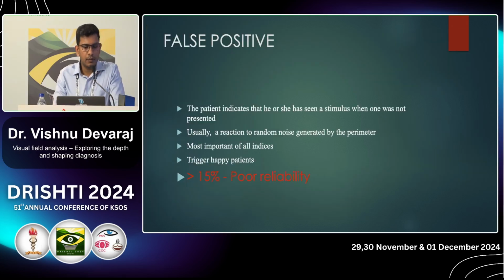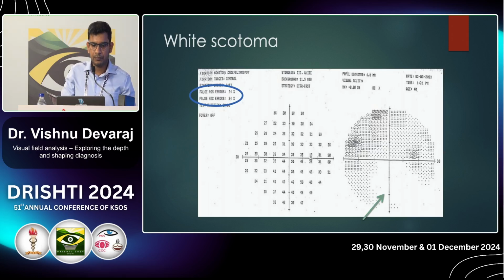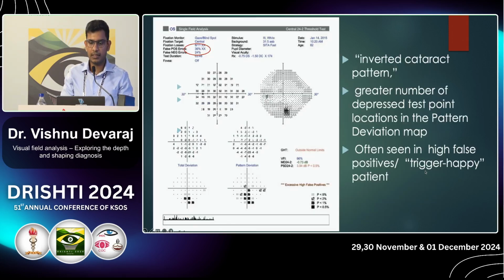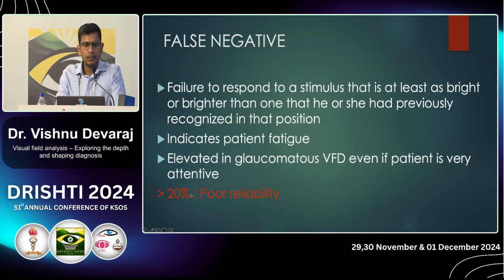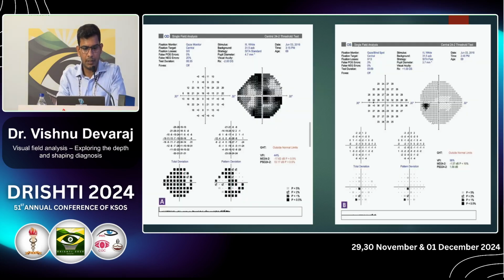So false positive, which is most important. False positive indicates that he or she has seen a stimulus when one was not actually presented, and more than 33% shows poor reliability. This presents as white scotomas because of trigger-happy patients, or it can present as an inverted cataract pattern in which there are more points in the pattern deviation probability plot than the total deviation probability plot. Now, false negative is a failure to respond to a stimulus that is at least as bright or brighter than one to which the patient has previously responded. It shows the patient's fatigue, and more than 20% shows poor reliability. So this shows a cloverleaf pattern with high false negatives.